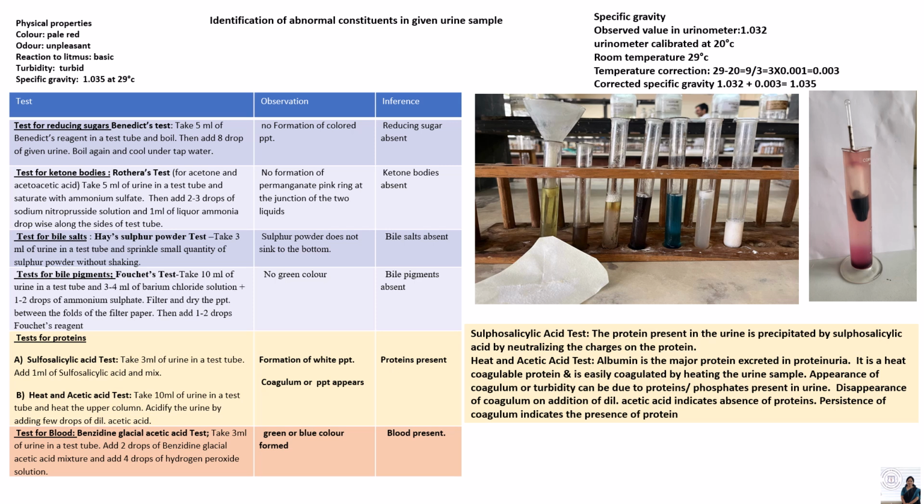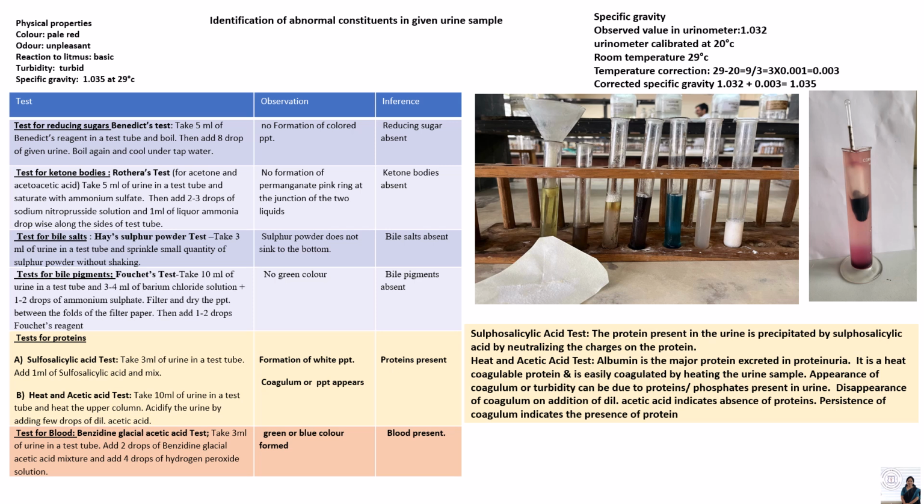So what are the principles behind these two tests? Sulfosalicylic acid test principle: the proteins present in the urine are precipitated by sulfosalicylic acid by neutralizing the charge on the protein. The principle of heat and acetic acid test is, we all know albumin is a major protein excreted in proteinuria. It's a heat coagulable protein and it gets coagulated when the urine sample is heated.